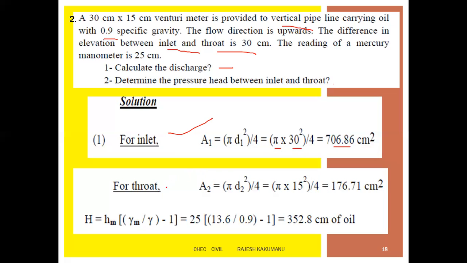Then what is the outlet? What is the throat here? For the throat area, A2 is equal to pi d square by 4. That is pi into 15 centimeters square by 4, which is 176 centimeter square. Then what is the H you have to find? So see here the H formula.